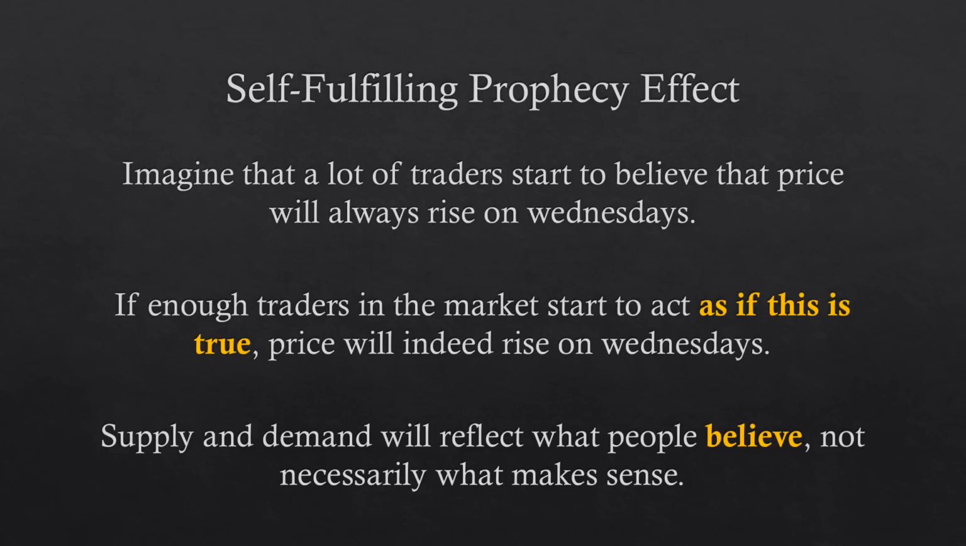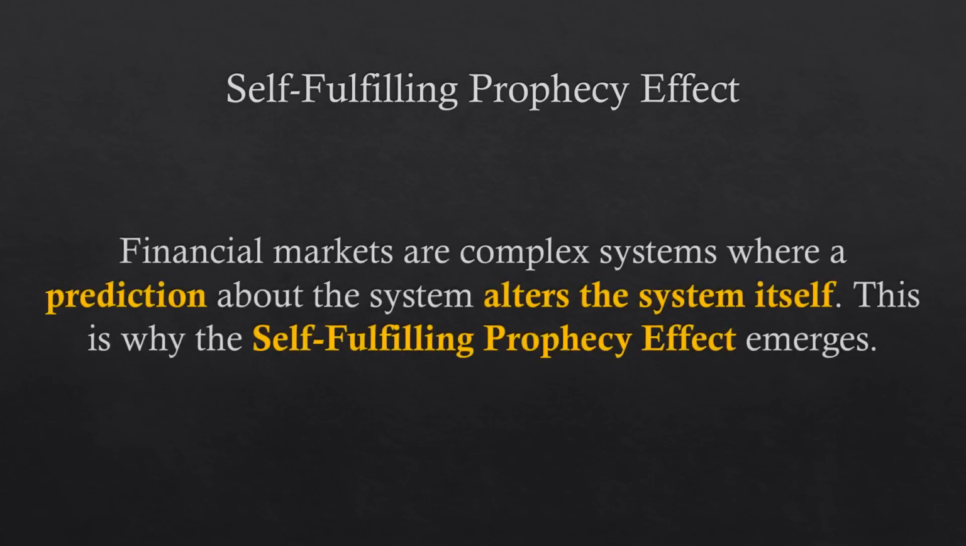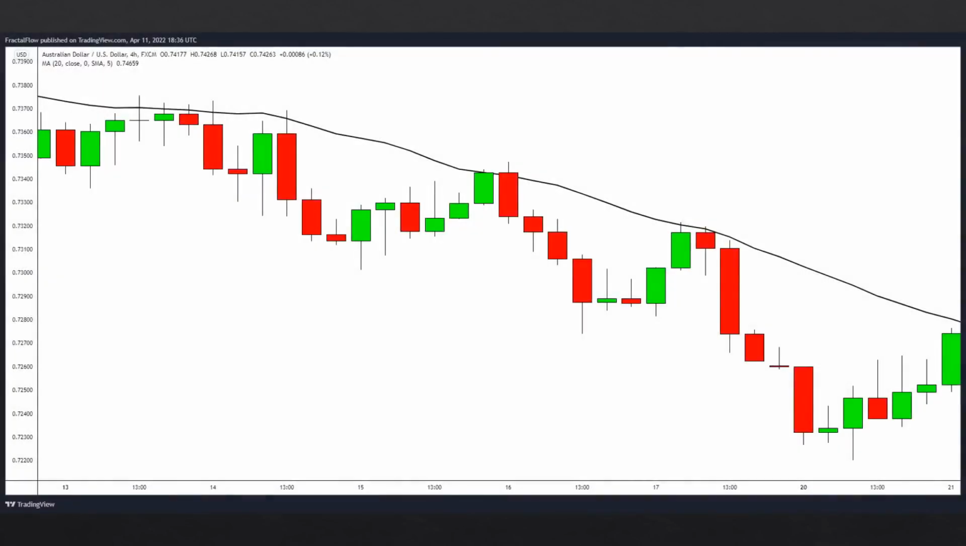That's a weird property of complex systems like the financial markets, where a prediction about the system alters the system itself. That's not true in other complex systems like the weather, for example. A prediction about the weather doesn't change the weather. In the financial markets, something very similar happens with famous technical indicators like moving averages. Moving averages are perhaps the most famous and most used technical indicator, and so there are many traders who believe they work. The fact that too many people believe they work in such a way makes the moving averages actually work once in a while.